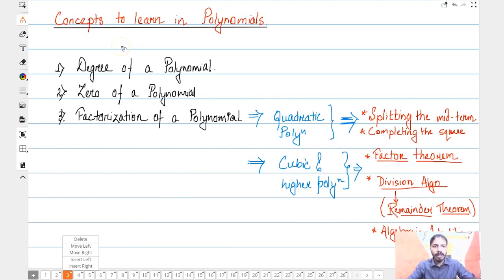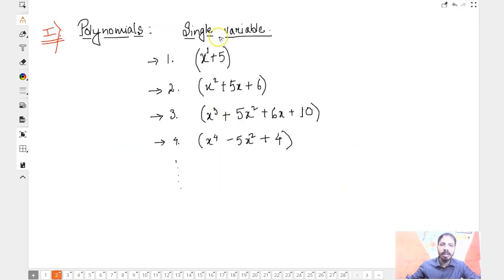The concept that you need to learn is the degree of a polynomial. You need a clear-cut understanding of what the degree of a polynomial is. When you have a single variable, it's very easy to find the degree: what is the highest power of the variable? Here it is 1. Here the highest power is 2, so the degree is 2. Here the highest power is cube, so the degree is 3. Similarly, here the degree is 4.